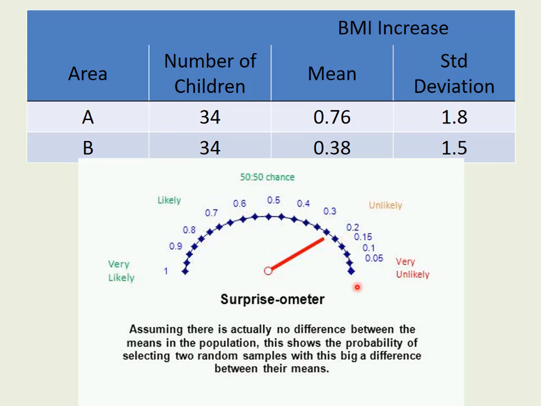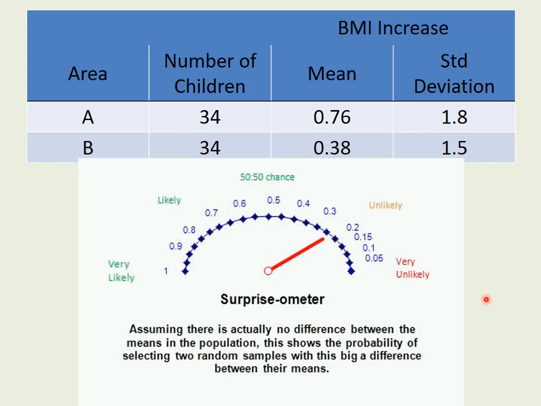So it shows us how surprising it is, if there is really no difference between the mean in the whole population in region A and B, that in the sample we find a difference as big as this. And it's like, okay, over here it's not surprising, very likely. This is a 50-50 chance. This is extremely unlikely down this end. This is, okay, a 25%, 30% chance. It's not very unlikely, slightly unlikely.